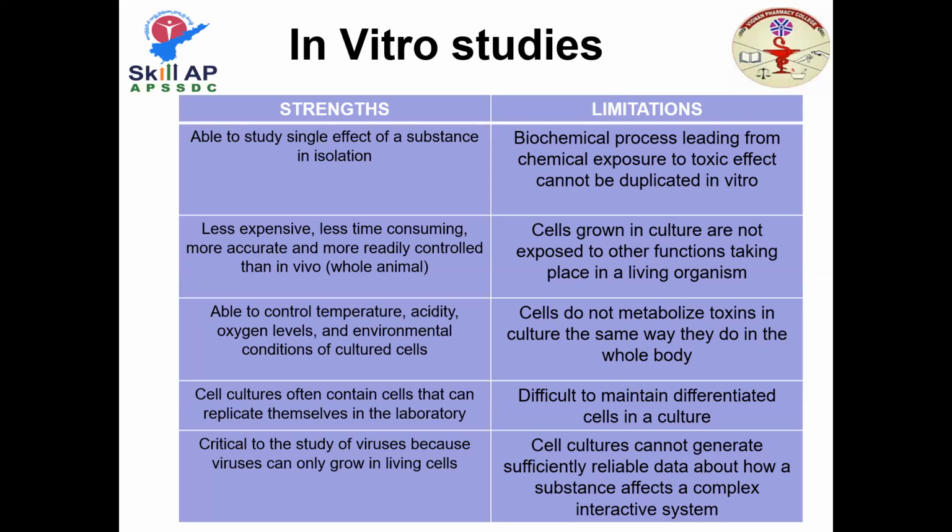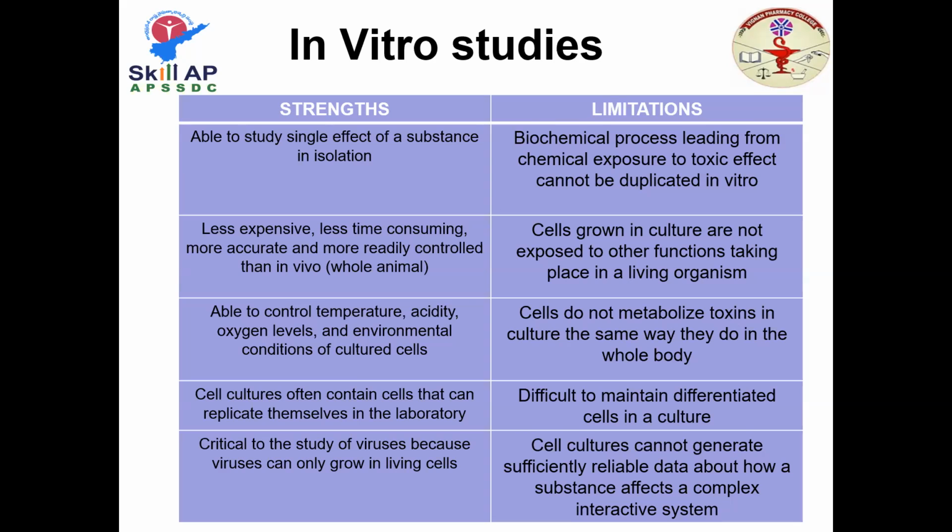We are able to control temperature, because we have controlled conditions. Whereas in living things, we can't control the temperature, because it is based on the external environment. If the outside environment is cool, our body has a warm temperature; if the outside environment is warm, our body also has a warm temperature. Such temperature variations won't be there; you'll have uniform temperatures. We can also maintain acidity, oxygen levels, and environmental conditions of cultured cells.